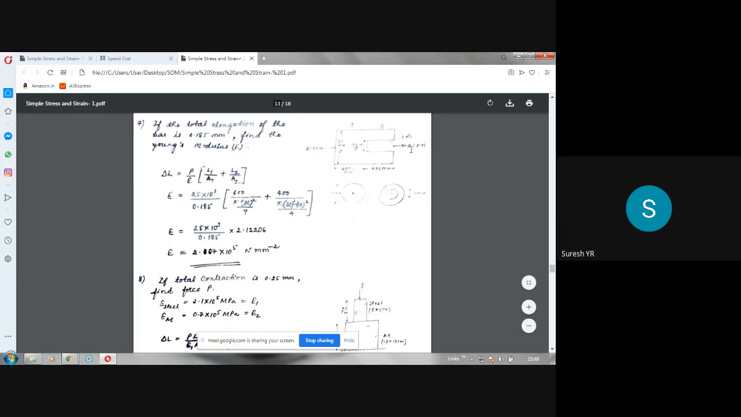It is subjected to a tensile force of 25 kilonewton. Please note that at both the ends, the force has been shown away from the bar. It is a tensile force of 25 kilonewton acting away from the bar.